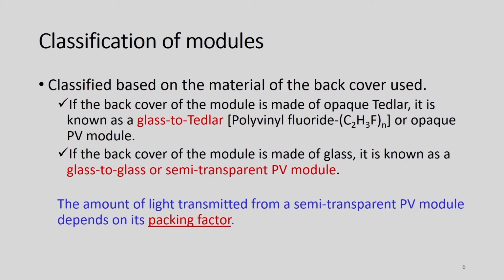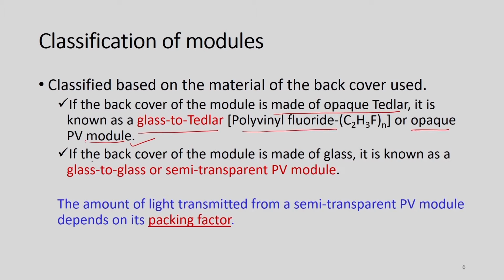So, how are modules classified? They are classified based on the material used in the back side of the module, right. So, if the back cover of the module is made of opaque Tedlar, it is known as glass to Tedlar. Okay. And this Tedlar is nothing but polyvinyl fluoride. This is known as glass to Tedlar or opaque PV module.